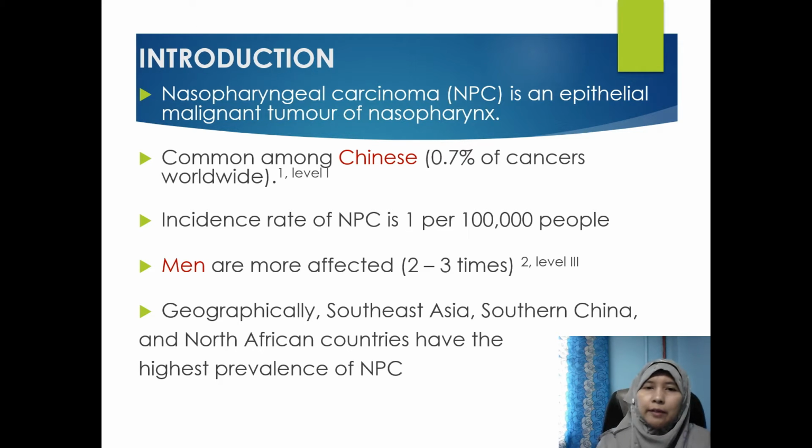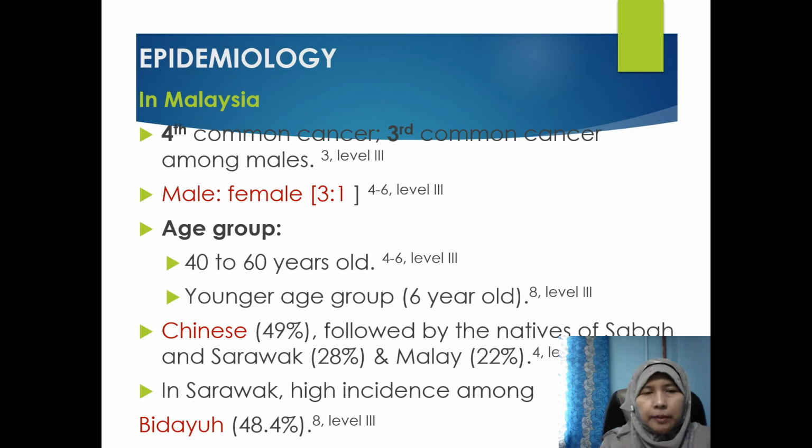Men are more affected than women. Geographically, Southeast Asia, Southern China, and North Africa have the highest prevalence of NPC. In Malaysia, it has become the fourth commonest cancer, and in males, it becomes the third commonest cancer. The male and female ratio is 3:1.